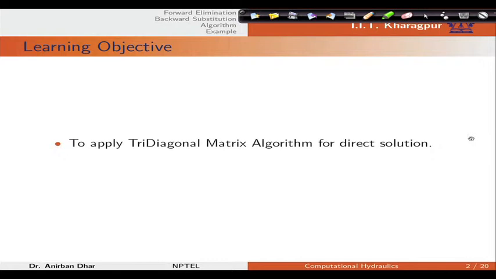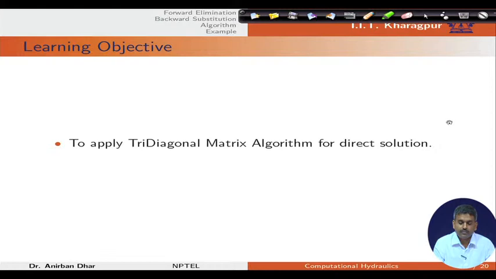What is the learning objective for this particular unit? To apply the tridiagonal matrix algorithm for direct solution of matrices. Specifically, we will be discussing a special kind of matrix, that is, the tridiagonal banded matrix, for this particular lecture class.